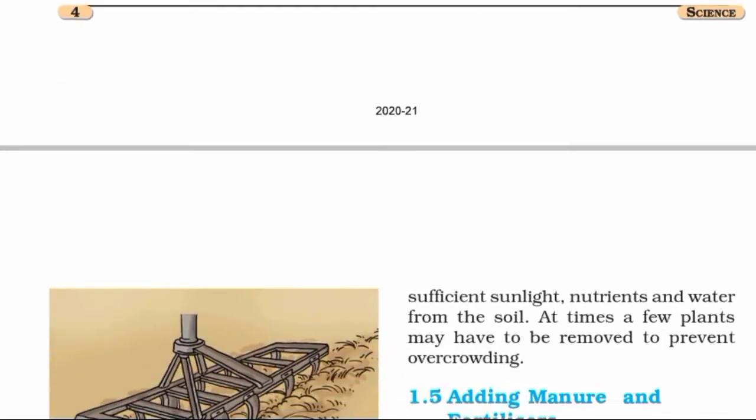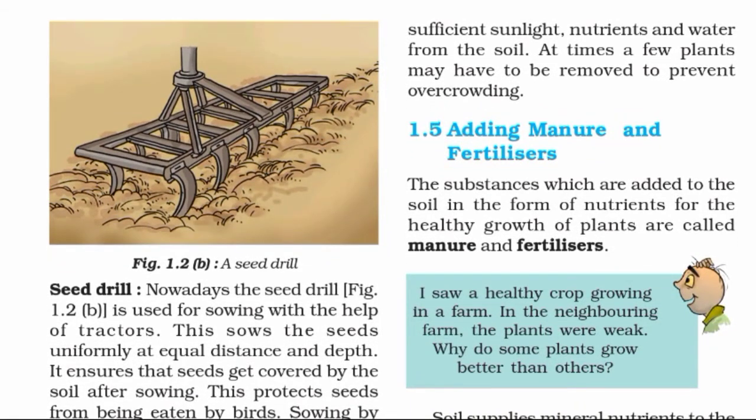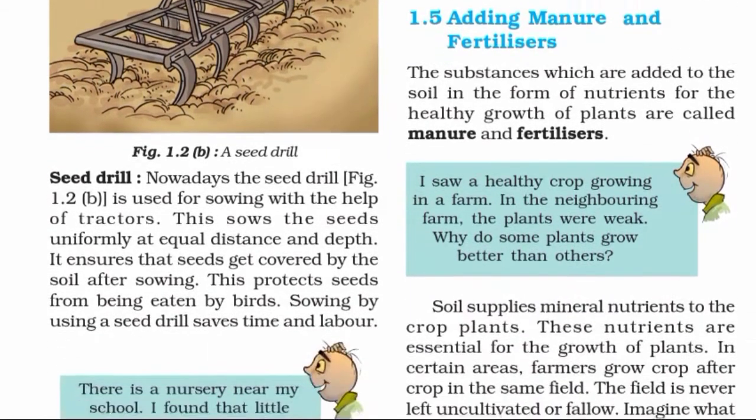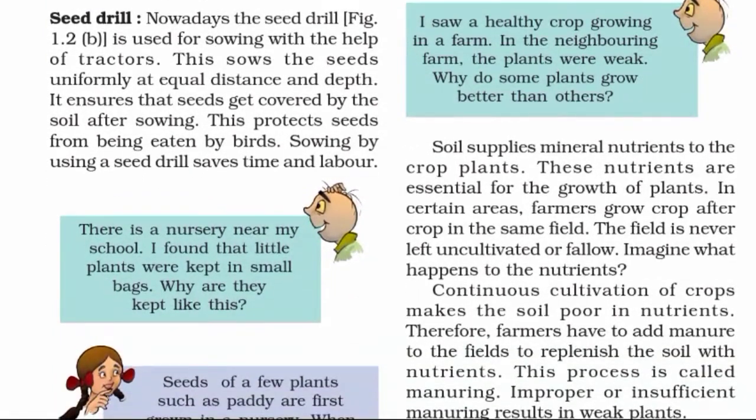Figure 1.2b. A seed drill. Nowadays, the seed drill, as shown in Figure 1.2b, is used for sowing with the help of tractors. This sows the seeds uniformly at equal distance and depth. It ensures that seeds get covered by the soil after sowing. This protects seeds from being eaten by birds. Sowing by using a seed drill saves time and labor.